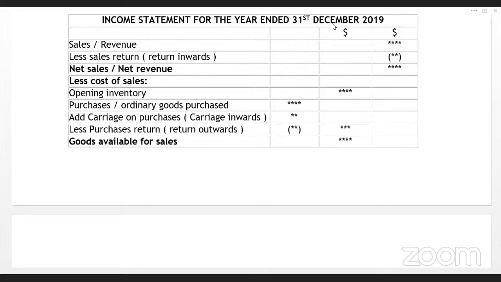You start with your sales, but as you know, sometimes when you sell the goods, customers can return back some of the goods to you. Those are called sales returns or return inwards. So when customers return some of the goods, you have to minus the sales returns from the sales you've made to get what we call the net sales or the net revenue of the business.